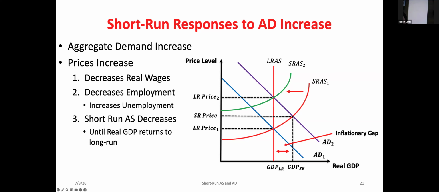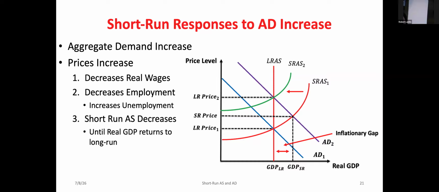So why did the aggregate demand increase cause the short run aggregate supply to shift? So it's not increasing here, right? It's actually decreasing our short run aggregate supply, right? And that's because shifts to the left or shifts upward, that's actually a decrease.